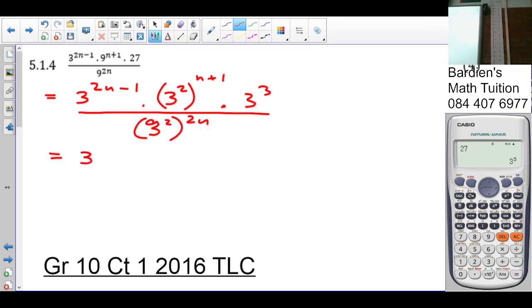So what we have now is 3 to the 2n minus 1 times 3 to the 2n plus 2 times 3 to the 3.